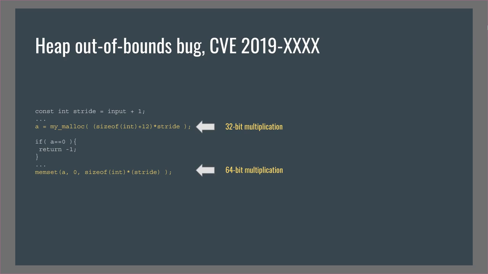This means that the multiplication in the mymalloc is a 32-bit multiplication, while the multiplication in the standard memset is 64 bits. This means that it's possible to craft very large inputs that will cause the 32-bit multiplication to wrap around to a small value, without causing the 64-bit multiplication to wrap. This leads to a very small allocation size for A, and a very large out-of-bounds write in that memset call off of A, right here.